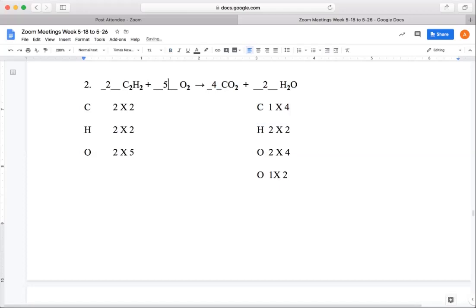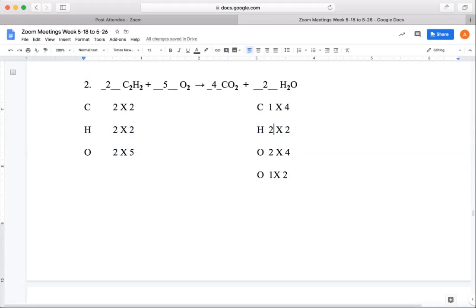And we're going to have to get this. Let's see if this makes sense. So we have 2, 5, 4, and 2 as the coefficients. We have 4 carbons on the left, 4 carbons on the right, 4 hydrogens on the left, 4 hydrogens on the right. Then we're going to have 10 oxygens on the left, and we're going to have 8 here, and then 2 here, 10 on the right. So at this point, we're balanced, and this would be our complete answer to this problem.